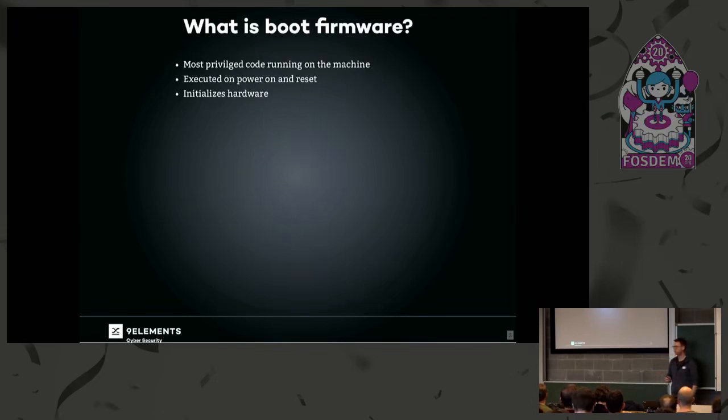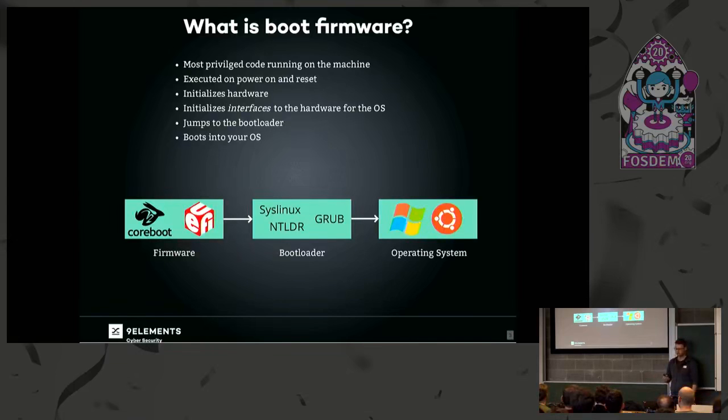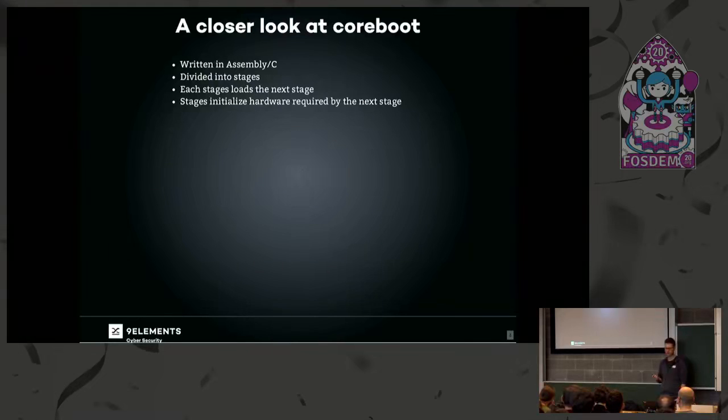So what's boot firmware? You all might know that's the most privileged code running on your machine. When you press the power button, it does all the hardware initialization. For example, that's coreboot or UEFI. And it usually loads the bootloader from disk, like GRUB. And then the bootloader loads your operating system. In this talk, I'm going to focus on the firmware part only, ignoring any later stages.